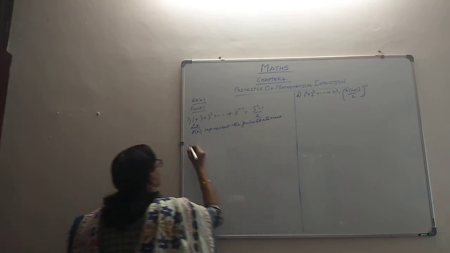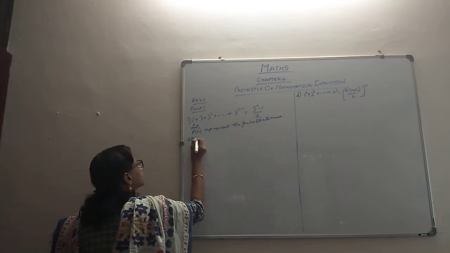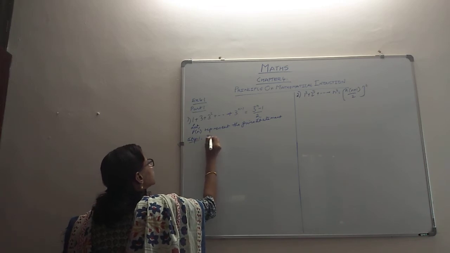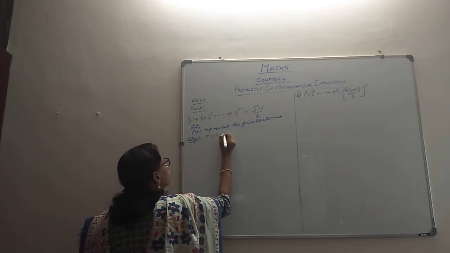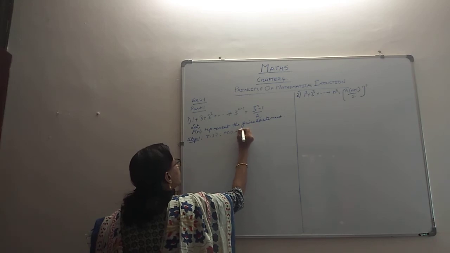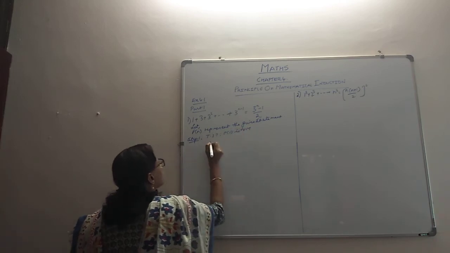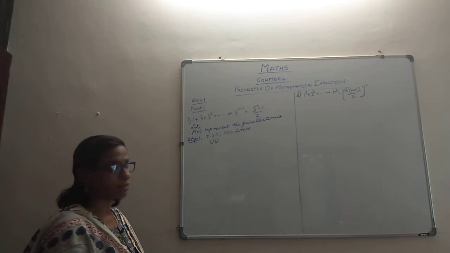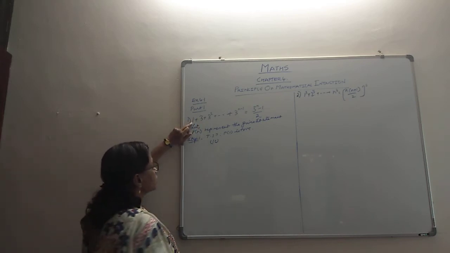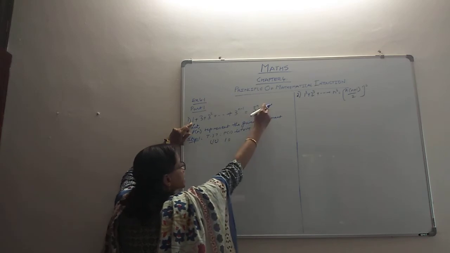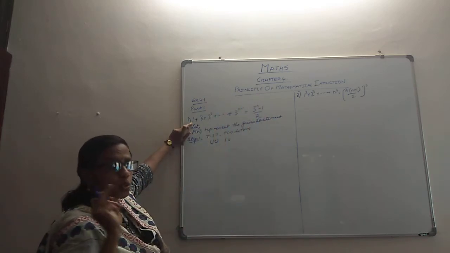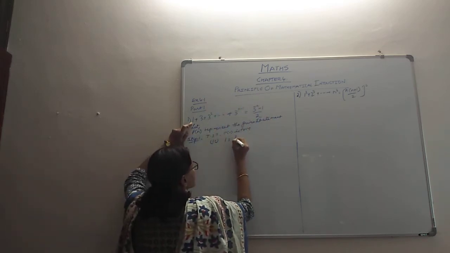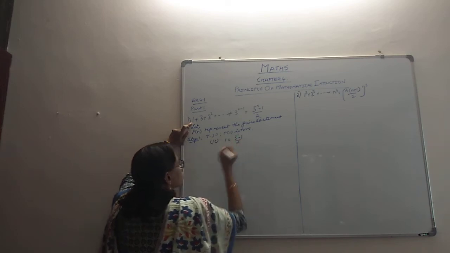Then we take step 1, to show that P of 1 is true. Now this is its format. What is the meaning of P of 1? On the left hand side, take only the first term, and on the right hand side, wherever n is coming, put 1. So you will get 3 raised to 1 minus 1 by 2. You've got to show this.